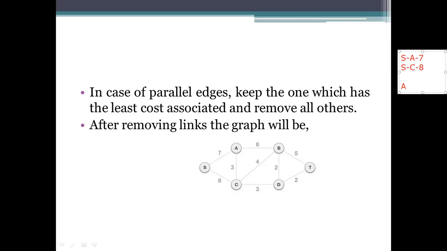And coming to A, A to S has already been traversed. Just take the other edges here. A to B, with the value 6. A to C, with the value 3. Next one, B. We are not including the already used ones. B to C, with the value 4. B to D.